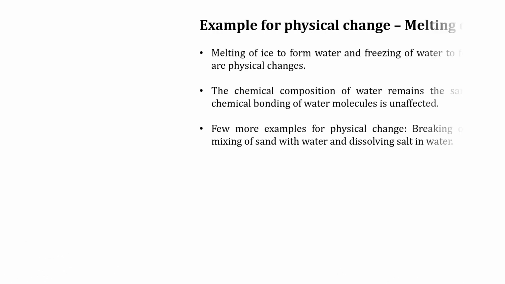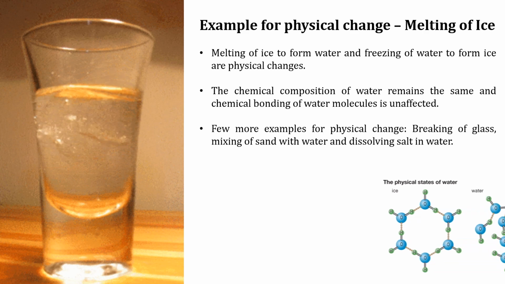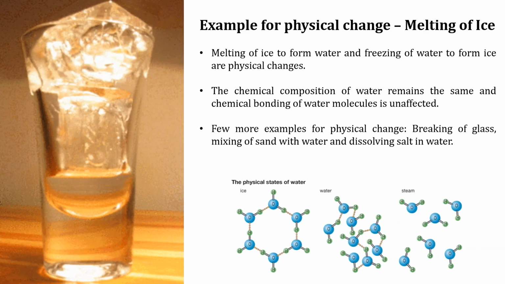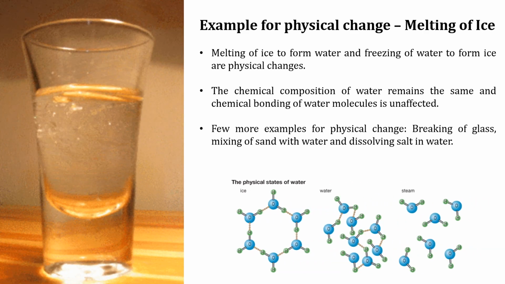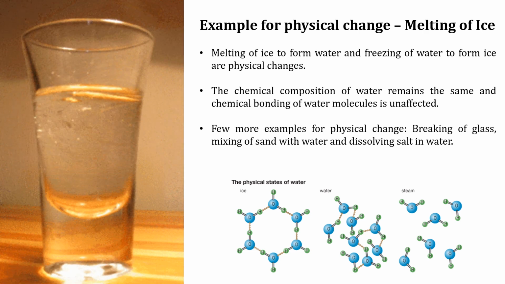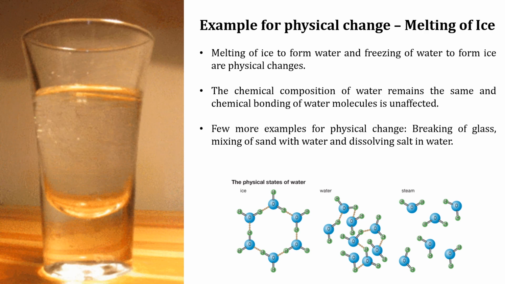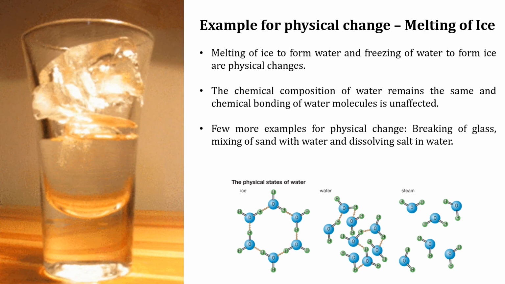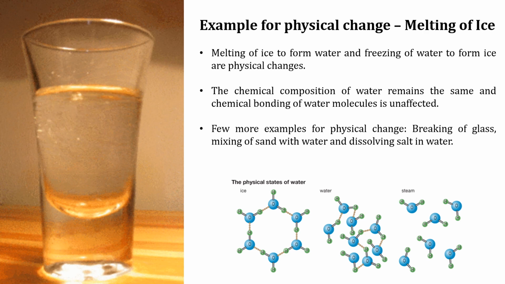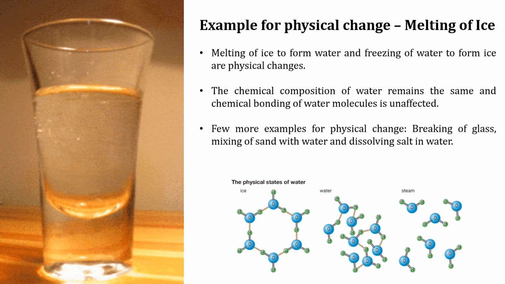Firstly, let's learn about physical changes with an example. Melting of ice to form water and freezing of water to form ice are physical changes. That is, the chemical composition of water remains the same and the chemical bonding of water molecules is unaffected in all the three physical states of water. That is, ice in solid state, water in liquid state, and steam or water vapor in gaseous state. Only the intermolecular space differs.